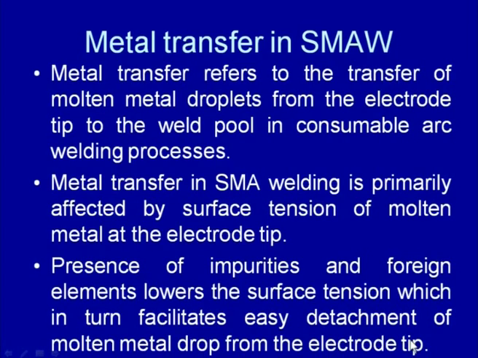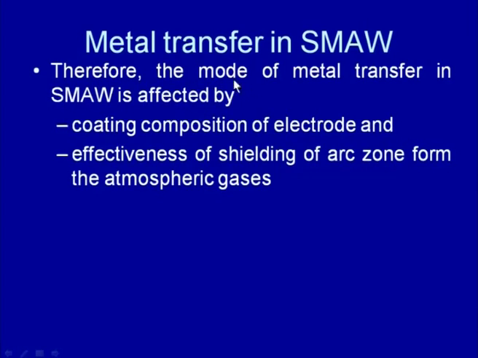So, if impurities are present in any form due to any reason, then this will facilitate the easy detachment of the molten metal drops from the electrode tip, and this in turn will affect the way by which it is transferred from the electrode tip. So, we know that the metal can be transferred from the electrode tip to the weld pool in 4 common ways: short circuiting mode of metal transfer, globular mode of metal transfer, spray transfer and dip transfer. Depending upon the welding conditions in use, we can have different types of metal transfer. Therefore, the mode of metal transfer in SMA welding is affected by the coating composition of the electrode.